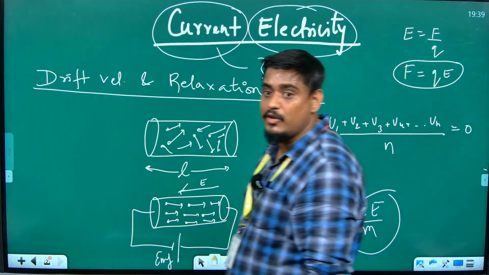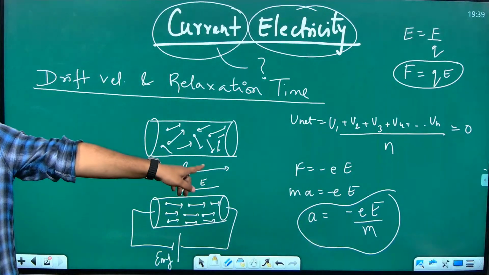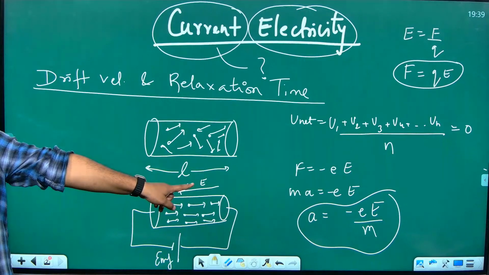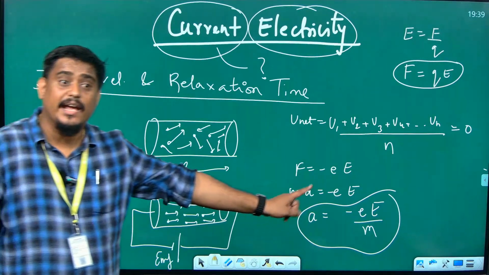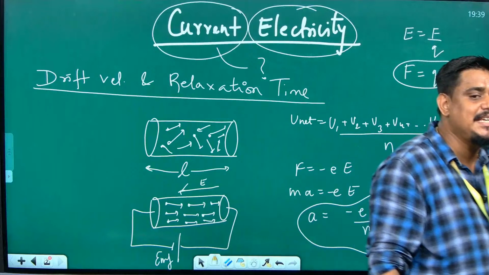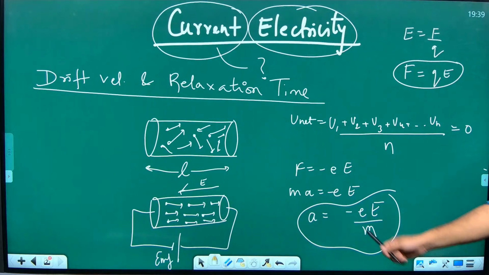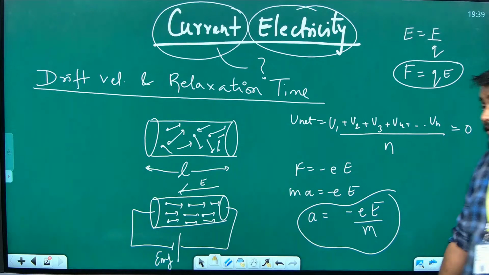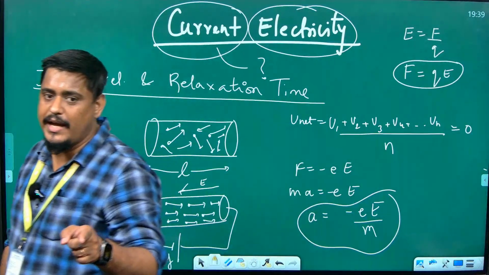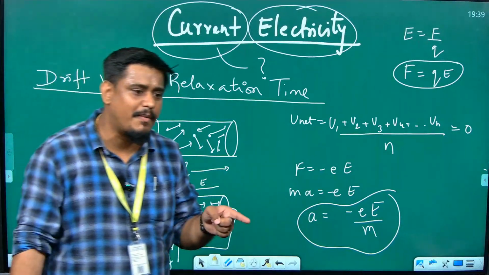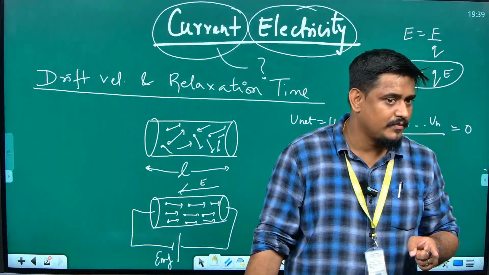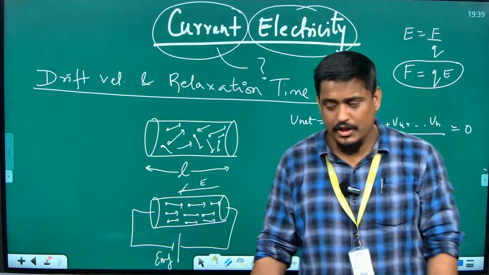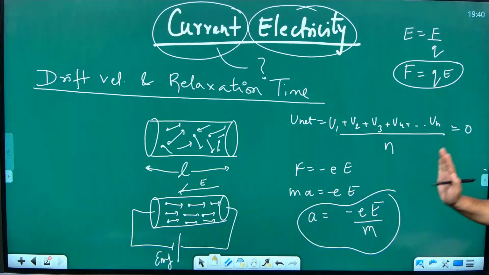In school exams and competitive exams, a question can come directly from here: the acceleration of a charged particle when it is placed in an electric field. How much is that? Minus eE by m, where small e is the basic elementary charge, capital E is the electric field, and m is the mass of the electron, 9.1 into 10 to the power minus 31 kg. Understanding what I'm trying to say? So the acceleration of the electrons when they are subjected to the electric field is given by minus eE by m.